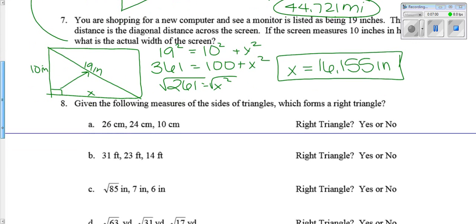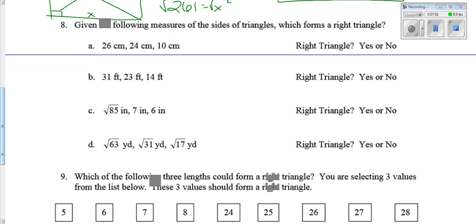All right, now we're at, given the following measures of the sides which form a right triangle. In order to form a right triangle, we need a squared plus b squared to equal c squared. So we know that c is always our biggest piece. So when I'm looking at these, I want to figure out which one's my biggest piece. Between the 26, 24, and 10, the 26 is my biggest piece, so that's c. And it doesn't matter between the 24 and 10 which one's a and which one's b.